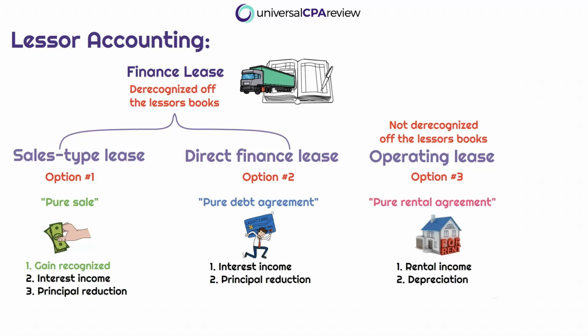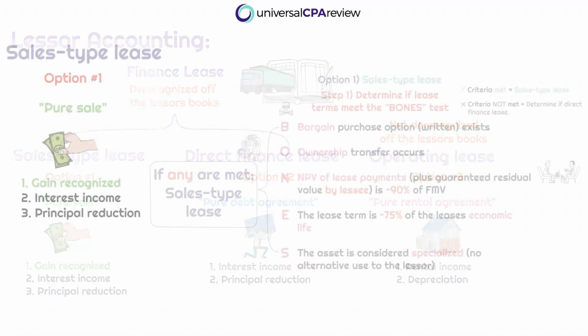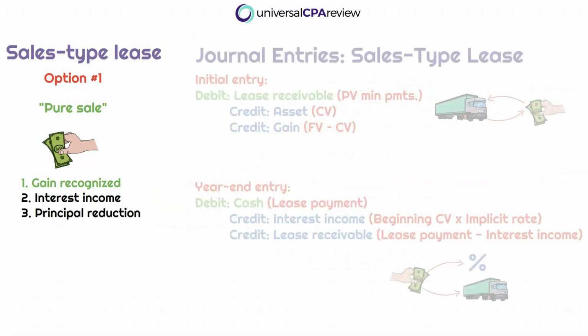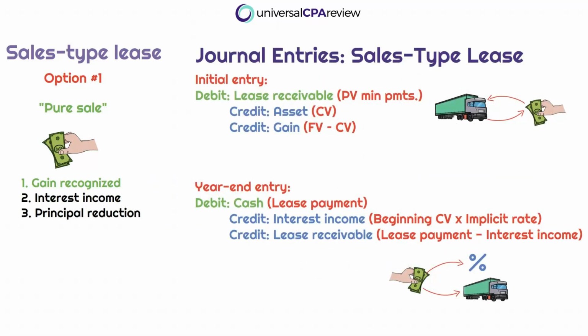Okay, so on the lessor side, we have 3 different options for classifying these leases. Option number 1 is that the terms of the lease include one of the 5 characteristics within the Bones mnemonic, which would result in the lessor classifying this as a sales type lease. So what does it mean to classify the lease as a sales type lease? Well, this can be thought of as a pure sale. So if the lessor is selling the asset or treating it as such, then we need to record a gain on the sale if the fair market value is greater than the net book value.